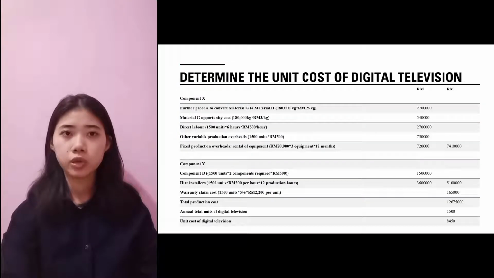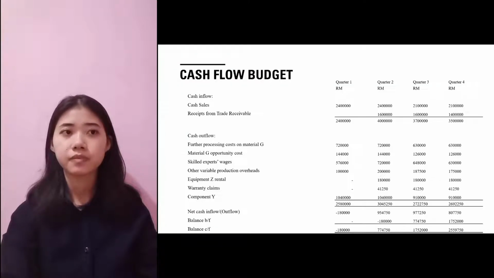In question A, we need to calculate the unit cost of the digital television which is manufactured and sold by the K18069619 per hub. There are two things that need to be calculated, which are component X and component Y. When the total costs of component X and Y are added, we will get the total production cost, which is 12,675,000 ringgit Malaysia. The number we get, we will divide by 1,500 units. So the unit cost of the digital television is 8,450 ringgit Malaysia.